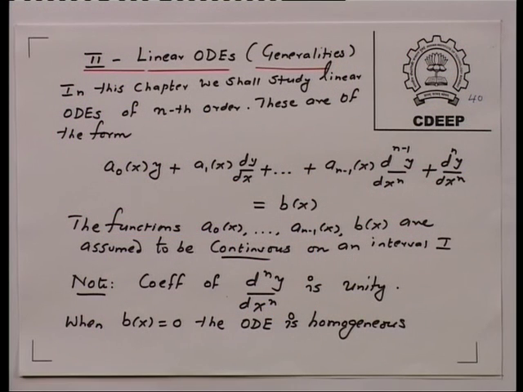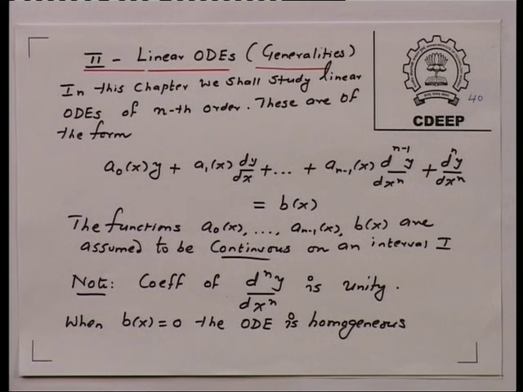So how does a linear differential equation look? It's an nth order equation: a0 y plus a1(x) dy/dx plus etc., plus a_{n-1}(x) times the (n-1)th derivative plus the nth derivative, right, the last term. Observe that the coefficient of the top order derivative is 1. We say that the differential equation is in normal form. If it is not 1, then you have to divide by the coefficient to bring it to normal form.